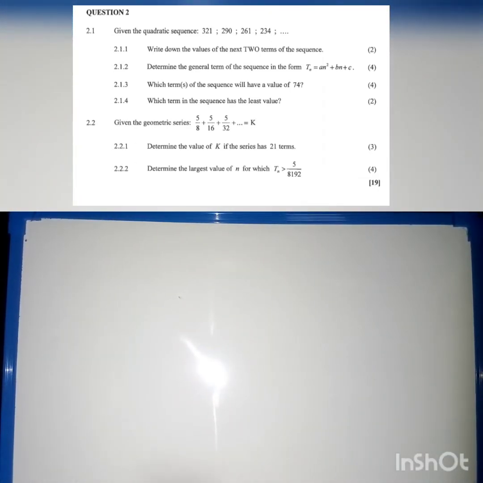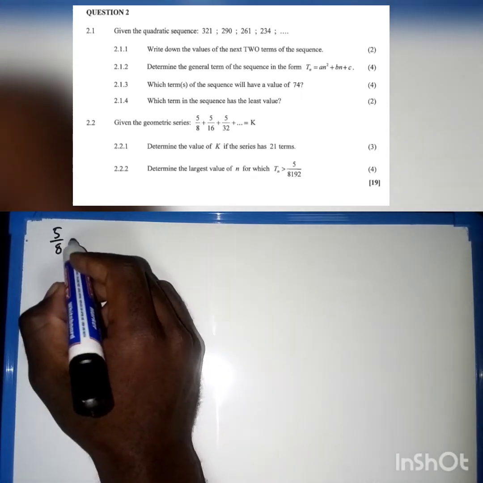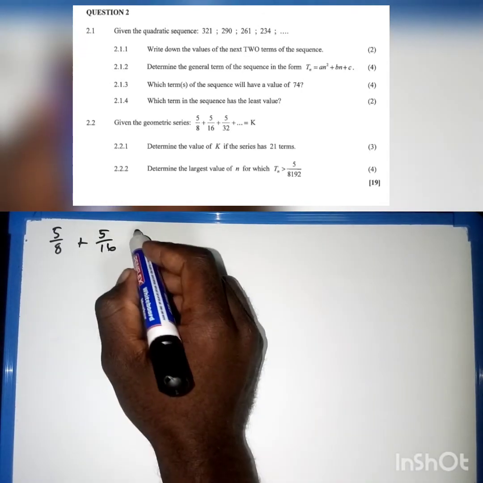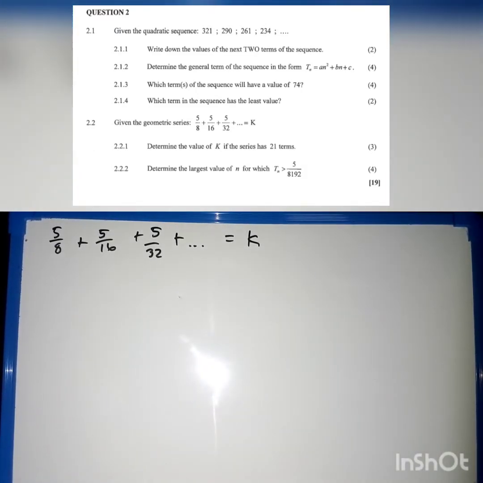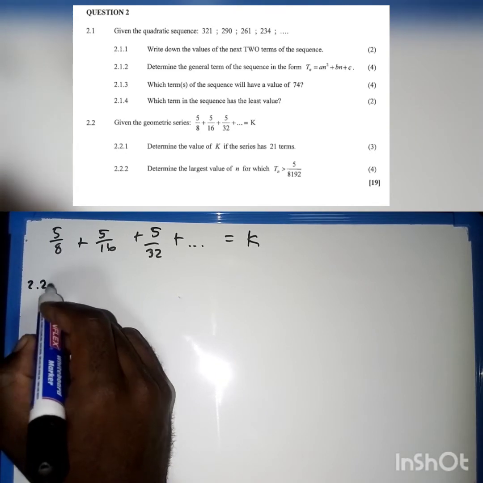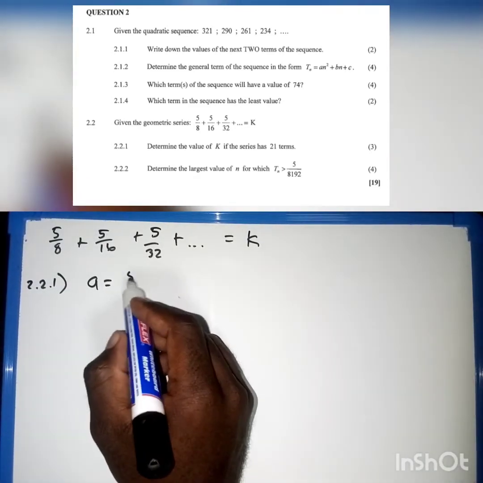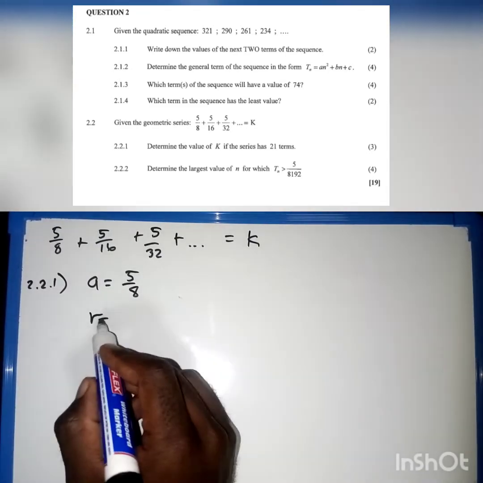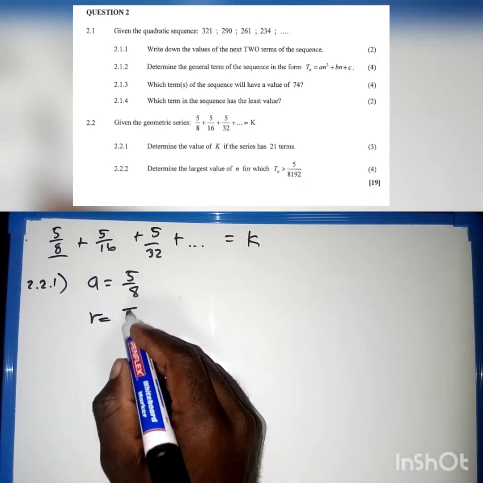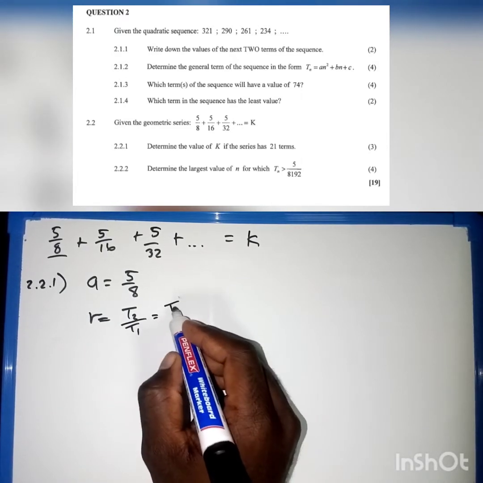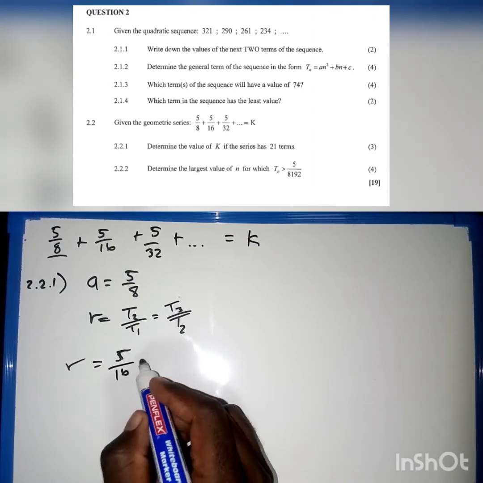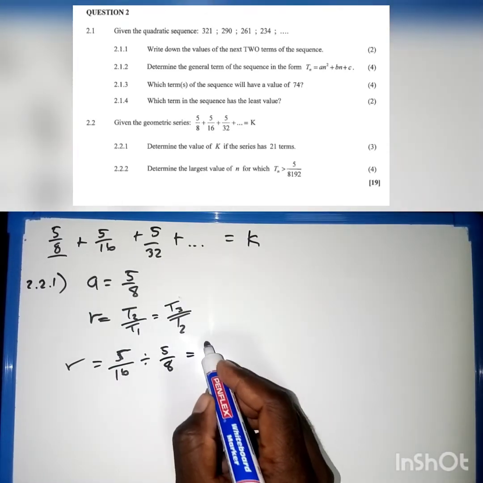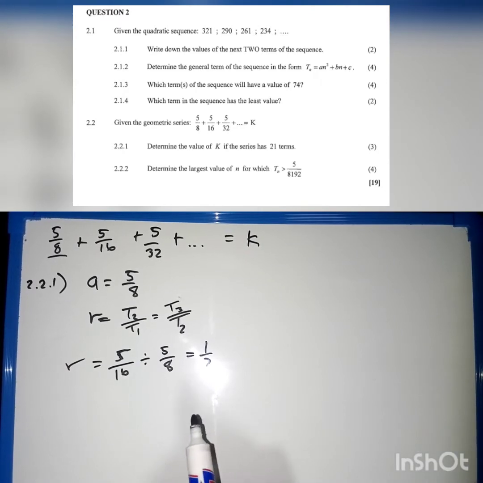We are given a geometric series. We've got 5/8 + 5/16 + 5/32 + ..., and this is equal to k. They say determine the value of k if the series has 21 terms. So in order to do this, 2.2.1, we have to find our a and our r. Our a we know is 5/8, the first term. And then r will be T2 divided by T1, which is also equal to T3 divided by T2. So to find our r, we'll say (5/16) divided by (5/8), and that will give us a half. You can just do this in your calculator and it gives us a half.